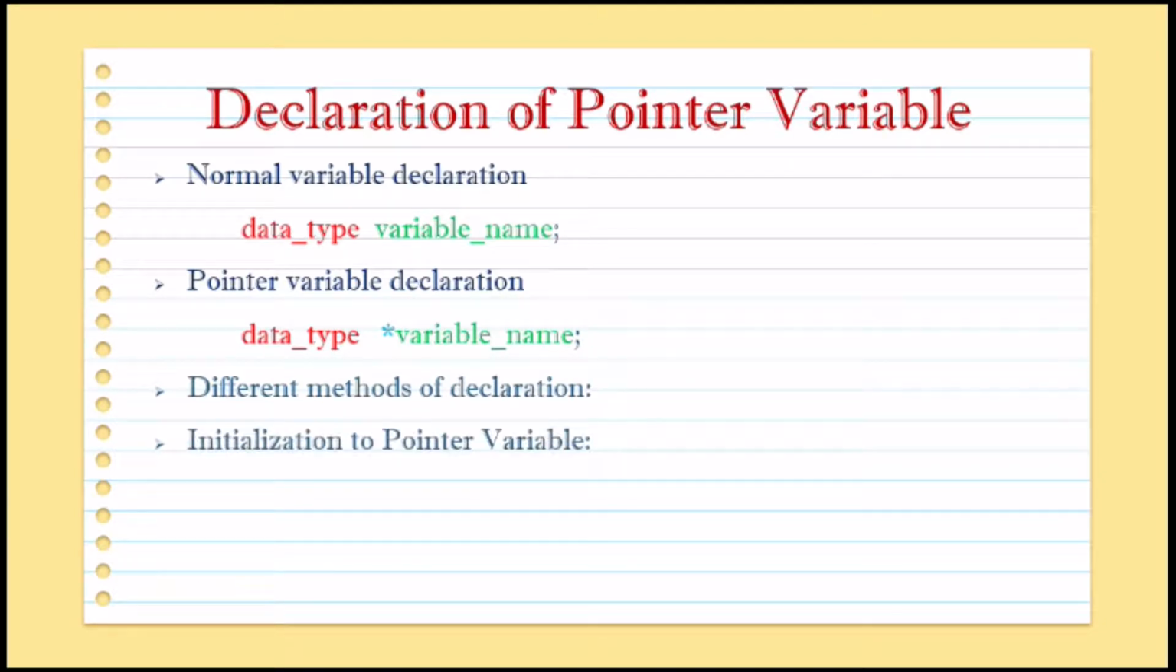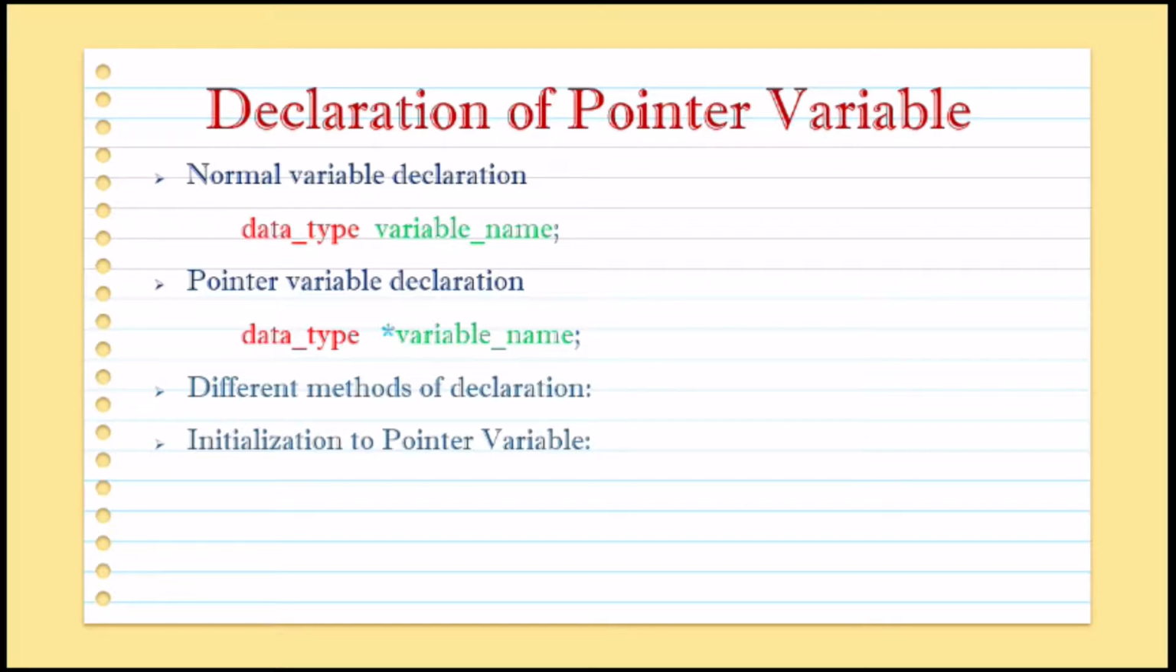Now we will see how to initialize the pointer variable. Initialization to pointer variable means we try to assign the address of another variable. While initializing the pointer variable, make sure that pointer variable as well as the variable whose address we are storing must have the same data type. That is, if the normal variable is having the integer data type, then we can initialize the address of that variable in pointer variable which has the integer data type.